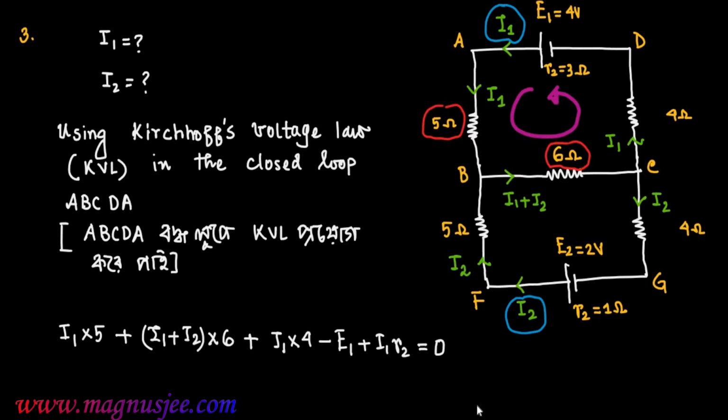In this case, the EMF of the cell, that is E1, is taken as negative, because we are traveling along DA. That means if we move from the point D to A, we have to cross the negative terminal of the battery first, then the positive terminal. That's why the EMF of the first cell, E1, becomes negative.